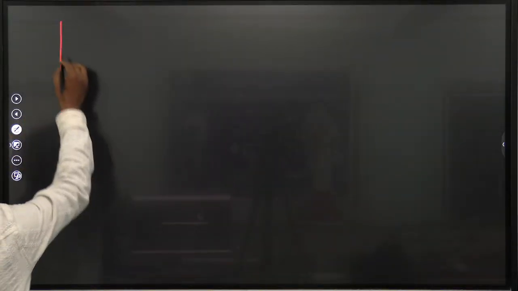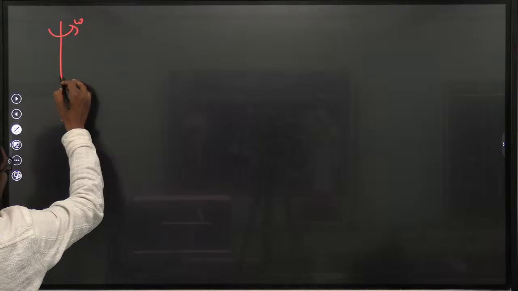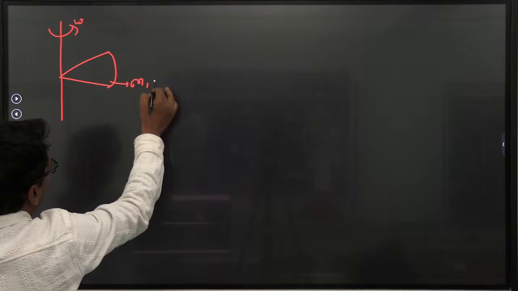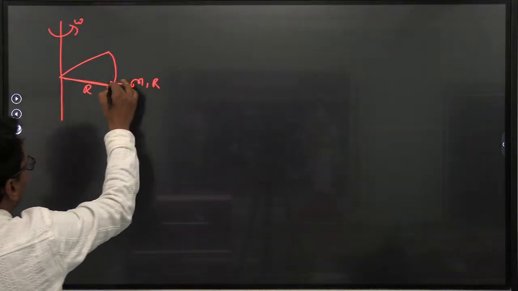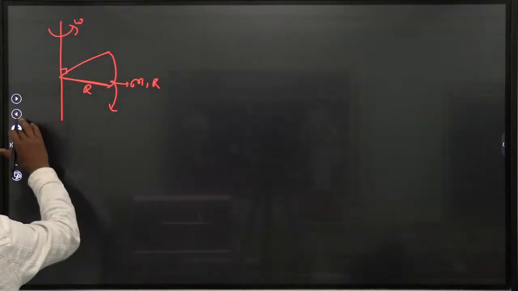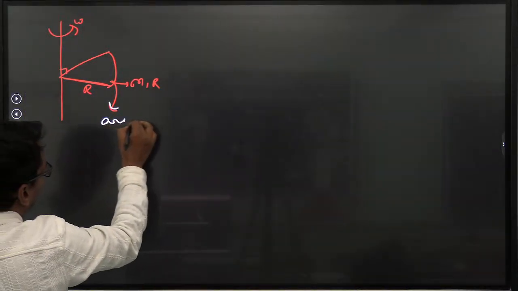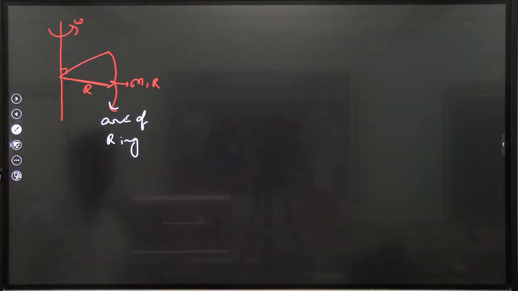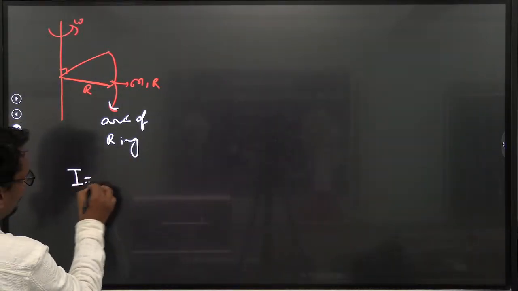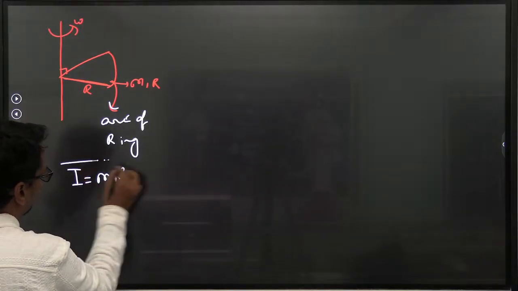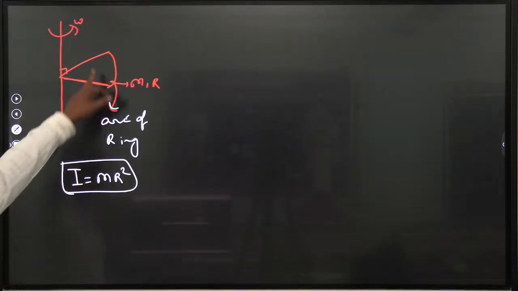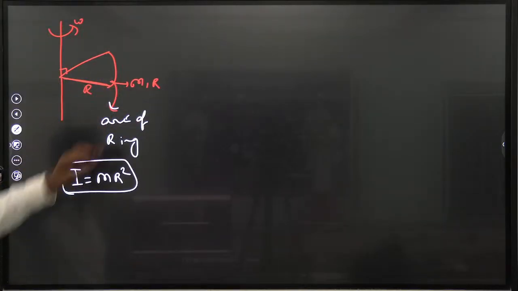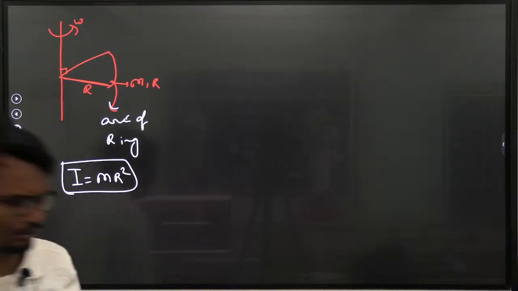One thing is that this is the axis and this is the arc of the ring, and the mass is m and the radius is r. This is the radius r, and this is perpendicular. This is the arc of the ring. Then what will be the moment of inertia of this arc of the ring? Simply I is equal to m r square, because this part has the mass m and the perpendicular distance of this ring from here to here is r. So simply the moment of inertia will be I is equal to m r square.